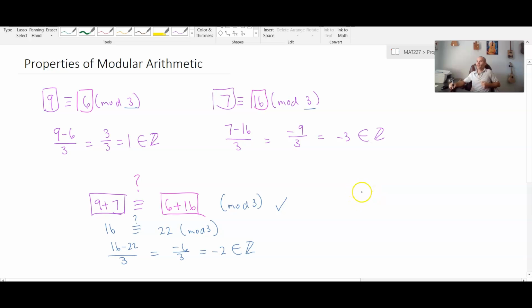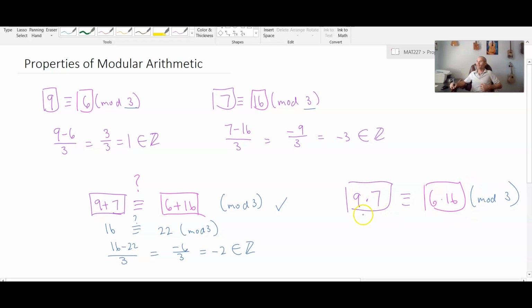Now, one other cool thing to notice here is that if I take 9 times 7, which is just this times this, is that in fact congruent to 6 times 16 mod 3? So I'll write 6 times 16, put that in a box, just to emphasize that that's these two values. Is that congruent mod 3?